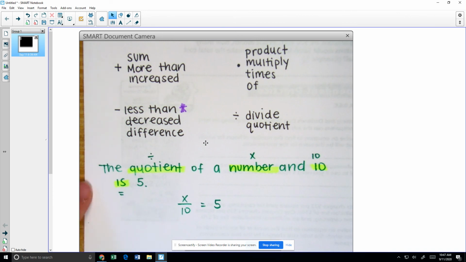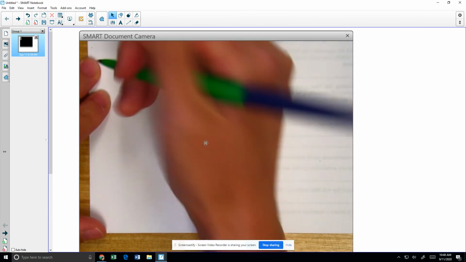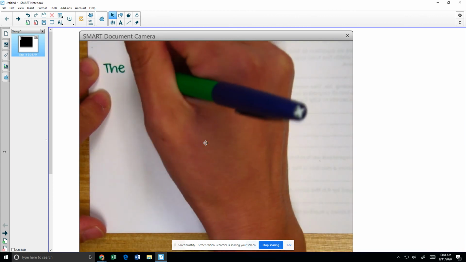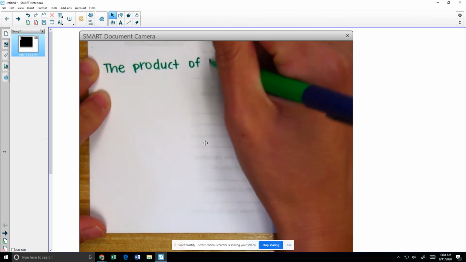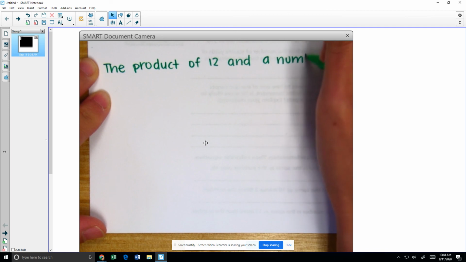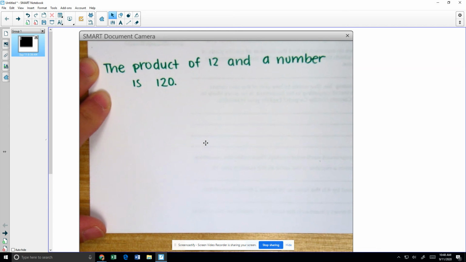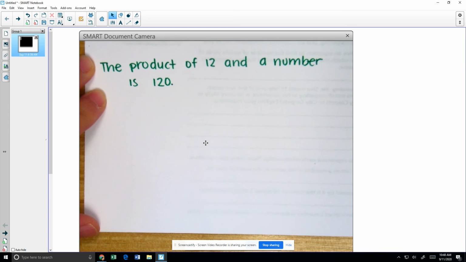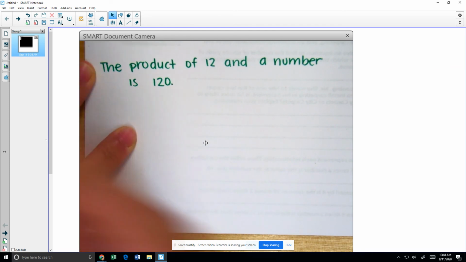Okay. Let's do one more then. If I were to say, I'm going to hide this because I don't have any more room, the product of 12 and a number is 120. How do I write that then? The product of 12 and a number is 120. 12x equals 120. Good.